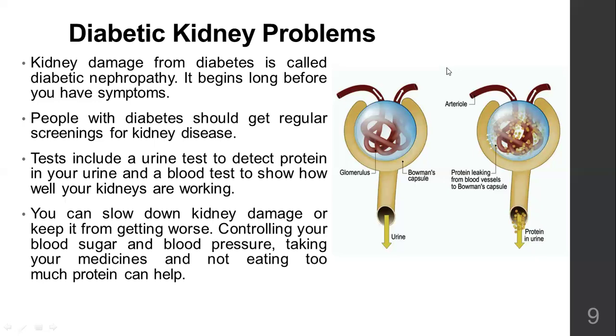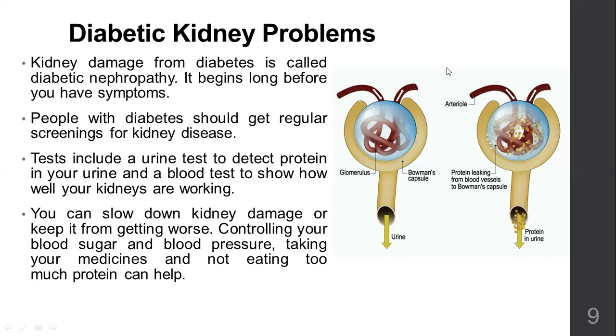If there is no protein in the urine, your kidneys are healthy. You can also slow down the kidney damage or keep it from getting worse by controlling your blood sugar, because when blood sugar levels are high, inflammation will also remain high. Too much glucose in your blood is causing a lot of inflammation, not just in your kidneys, but everywhere else in your body. Too much glucose in the blood will trigger inflammation. So controlling blood sugar levels is important.